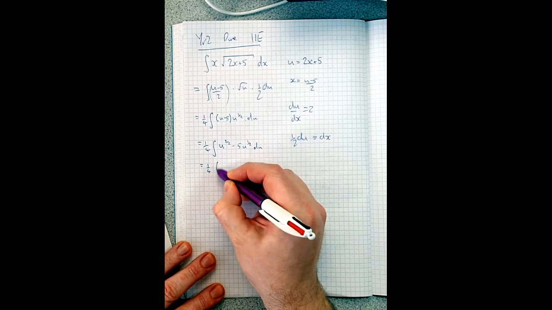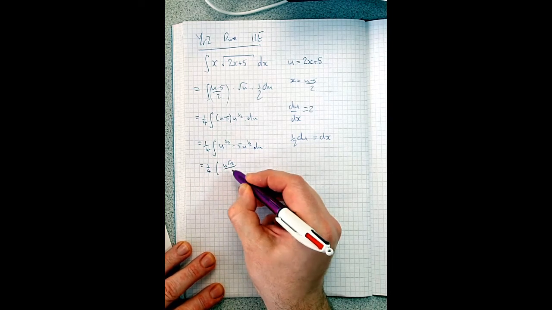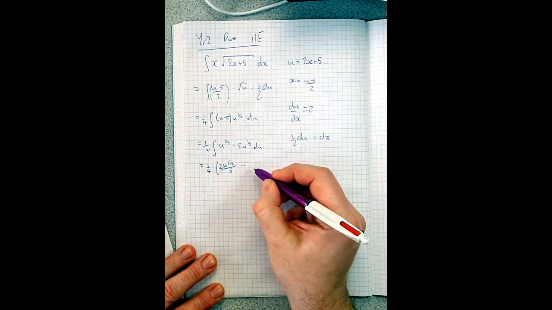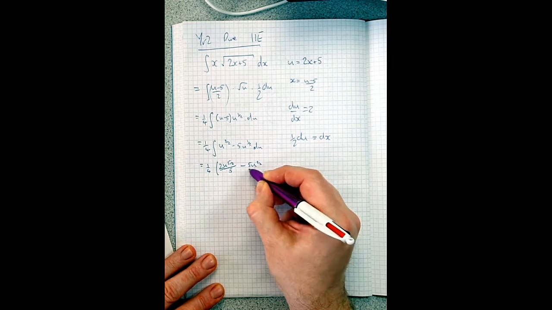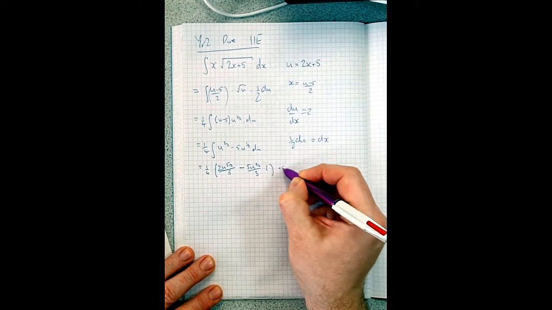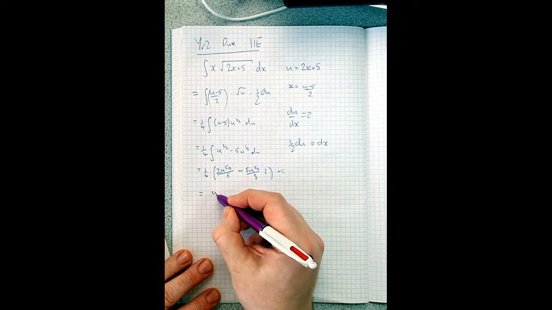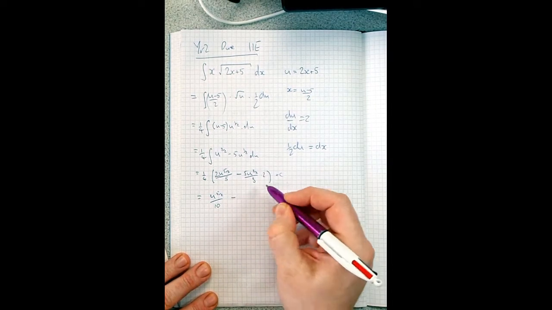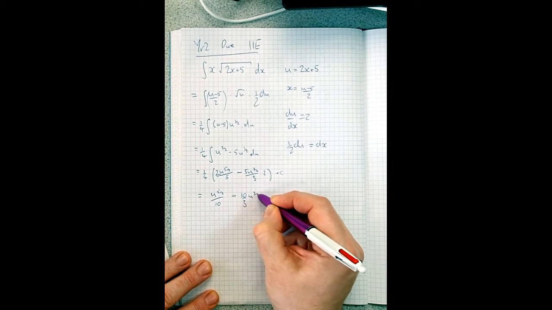So a quarter of u to the 5 over 2 over 5 over 2, or times 2/5, minus 5u to the 3 over 2 divided by 3 over 2. So let's sort that out. 2 over 20, so that's u to the 5 over 2 over 10. And that will be 10 over 3, won't it? 10 over 3 u to the 3 over 2.